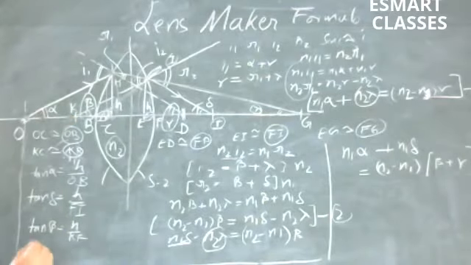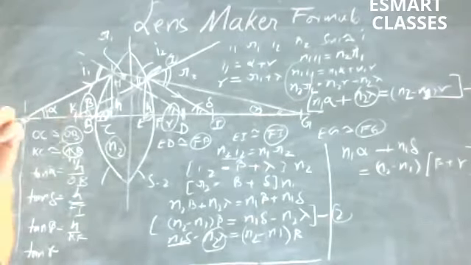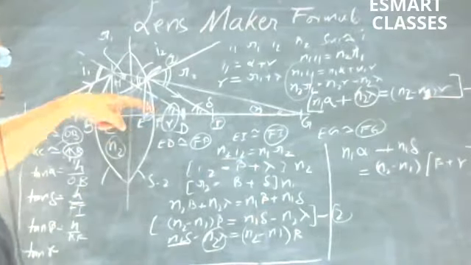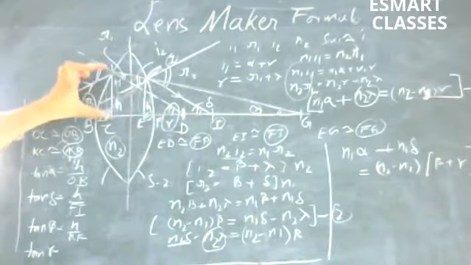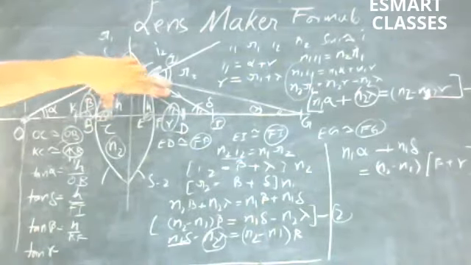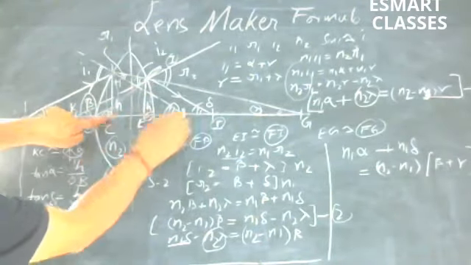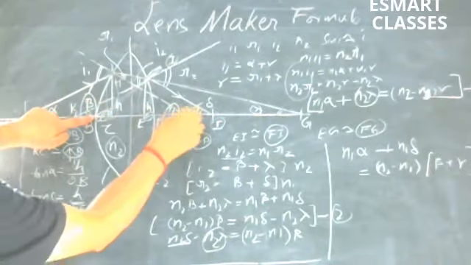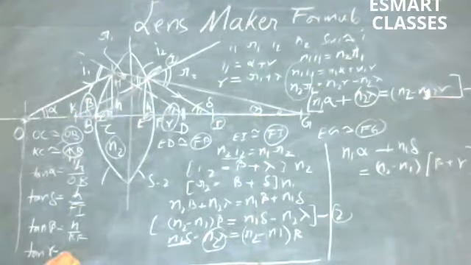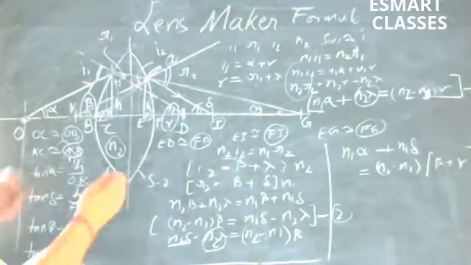And what is tan gamma? Tan gamma is equal to H upon this distance. Instead of CD, we'll take BD. So tan gamma is equal to H upon BD. Now we place the values there.